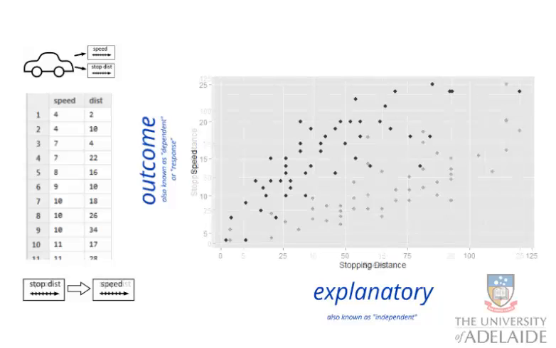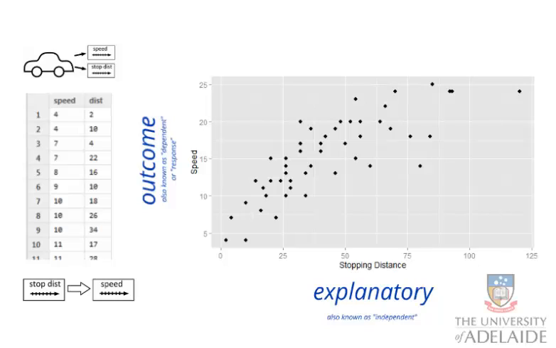And so they may be more interested in this relationship. How do you, from the stopping distance, calculate the speed? And now, because the speed is the outcome of my calculation, it's the outcome variable. And the stopping distance is being used to calculate it, so the stopping distance is being used to explain the changes in speed. So it's all about the calculation.